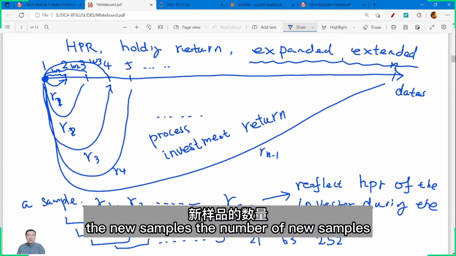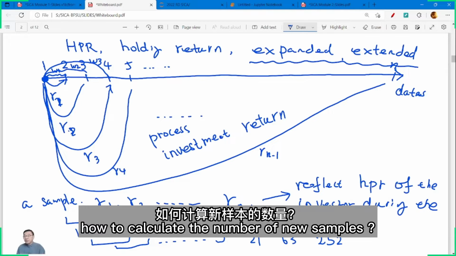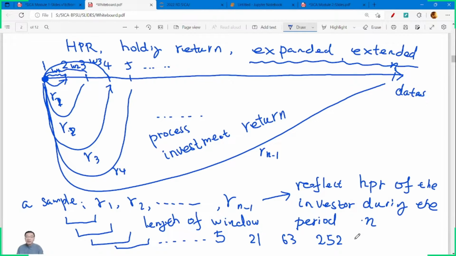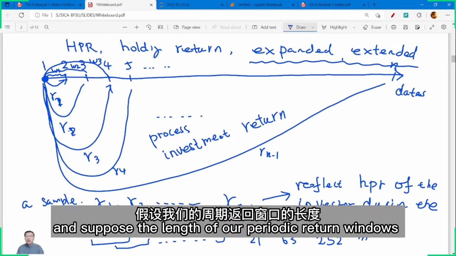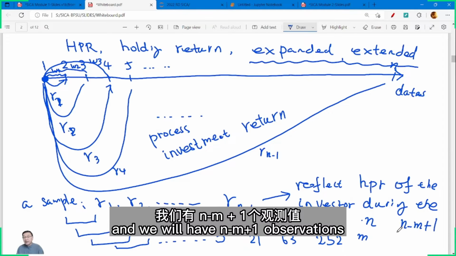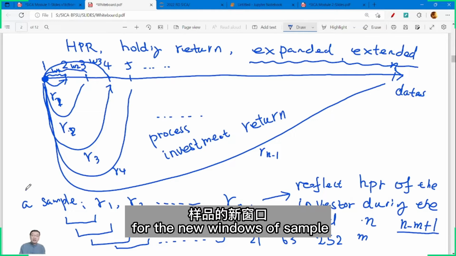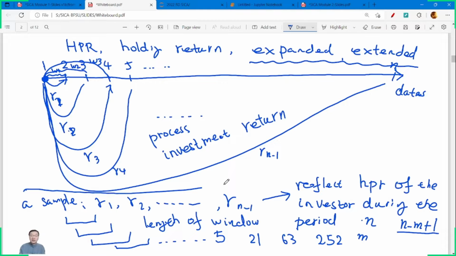In the windows for periodic return, how do we calculate the number of new samples? Suppose our original sample has n observations, and suppose the length of our periodic return windows is m. We will have n minus m plus 1 observations for the new window sample. These are the situations for the windows in periodic return.